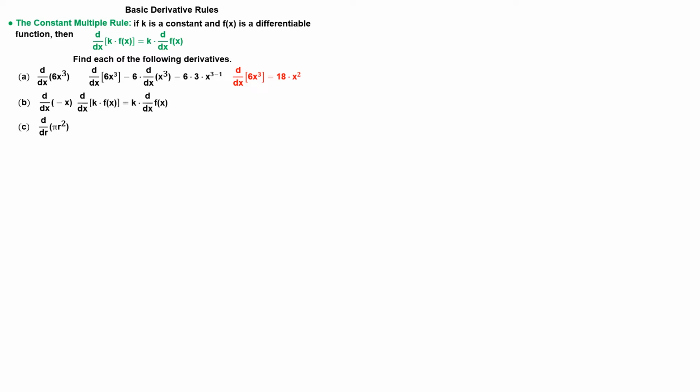To solve item B, we factor out the constant minus 1. We use the power rule to differentiate x. We can simplify the expression by multiplying the constants minus 1 and 1.